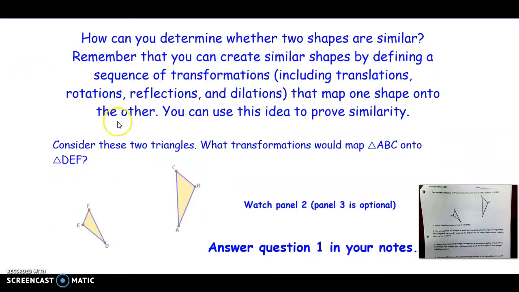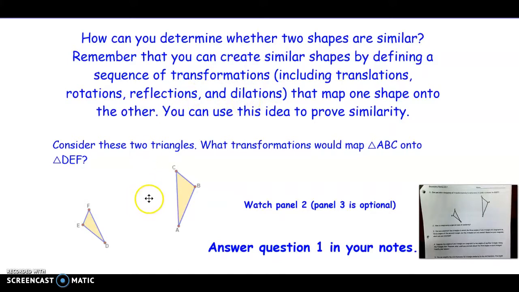So how can you determine whether two shapes are similar or not? Remember that you can create similar shapes by defining a sequence of transformations, which include the rigid ones, known as translations, rotations, reflections, and our new transformation, dilations. So if we can have a sequence of transformations that will map one shape onto the other, then we know that those figures are similar.